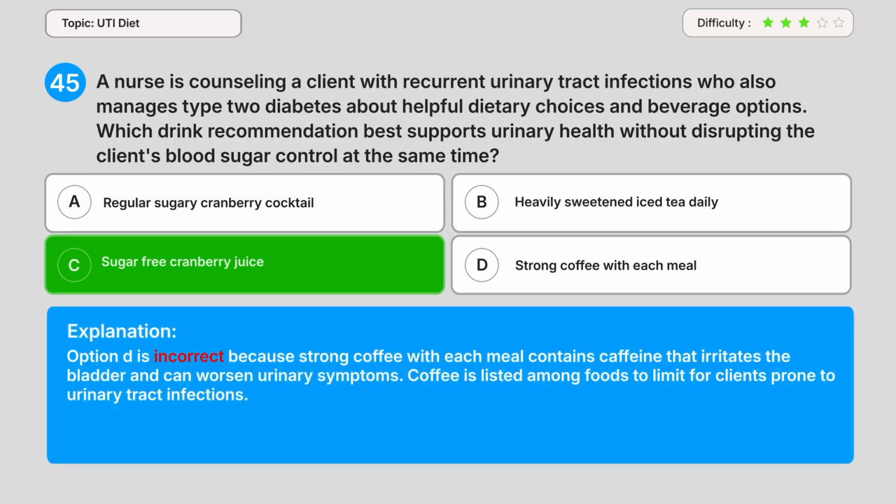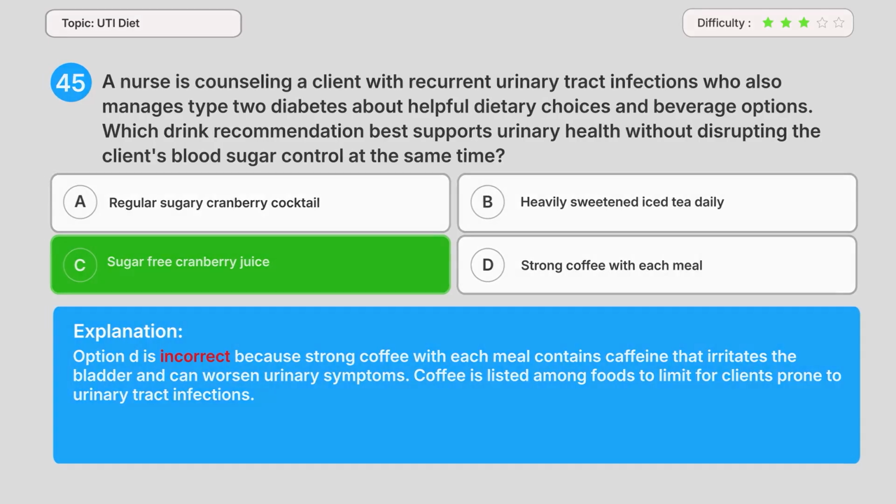Option D is incorrect because strong coffee with each meal contains caffeine that irritates the bladder and can worsen urinary symptoms. Coffee is listed among foods to limit for clients prone to urinary tract infections.